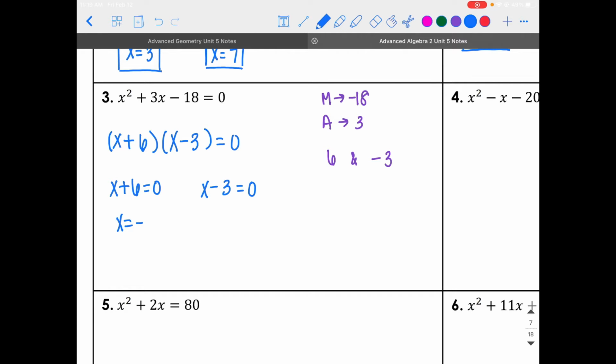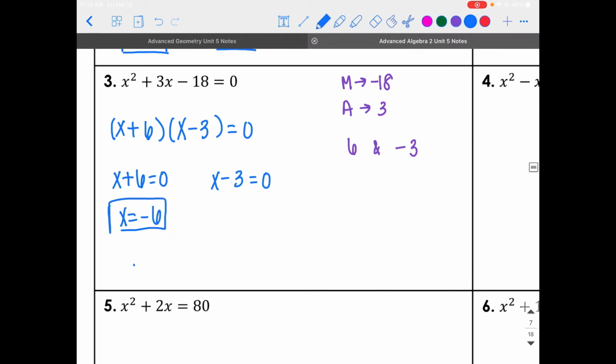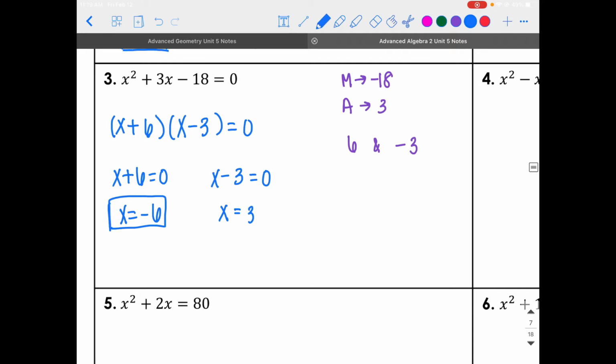Subtracting 6 would give me x equals negative 6. And for the other one, I need to add 3, not subtract 3. x equals positive 3.